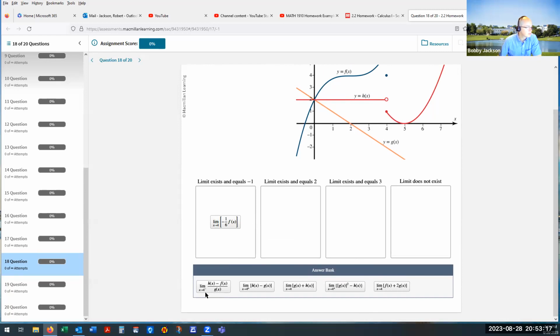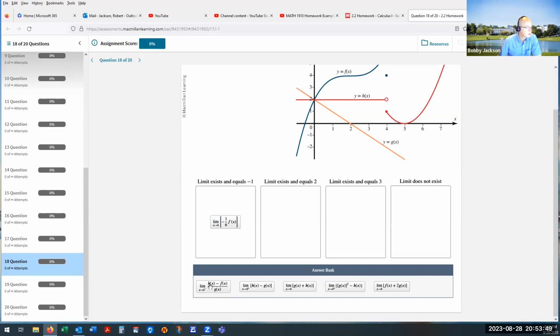And in this one we're approaching 4 from the negative side. You'll notice I usually just write the minus sign right after the 4. They do it as a superscript. It's kind of hard to see, so be real careful with that. And so we've got the limit of a quotient. The basic limit law says we'll take the limit of the top over the limit of the bottom. And the limit of the top is the difference, right, of limits. So I take the limit as x approaches 4 from the negative side of h of x, and then I subtract the limit as x approaches 4 from the negative side of f of x.